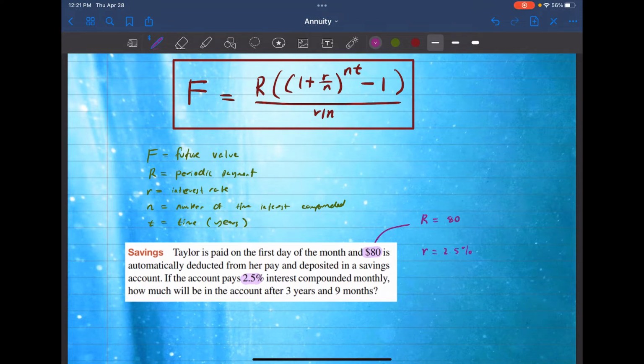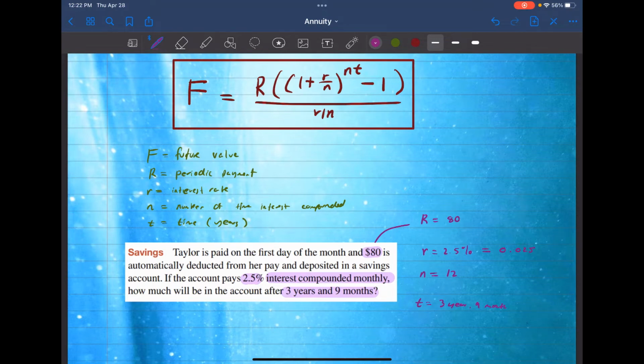And when you plug this in the formula, you want to convert it to decimal, which is 0.025. And the interest is compounded monthly, so n is the number of times an interest is compounded. In this case, n will be monthly, so that's 12 months in a year. And we want to know how much will be in the account after 3 years and 9 months. So that will be time. So t is going to be 3 years and 9 months.